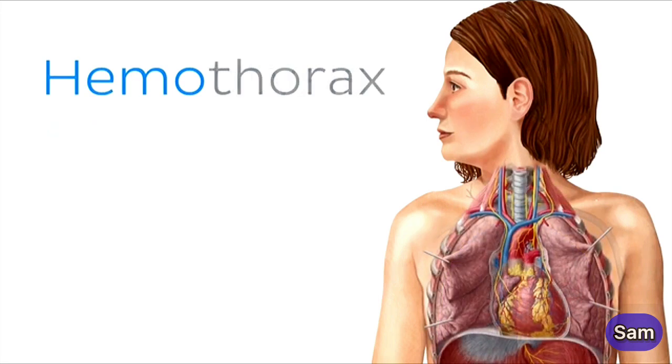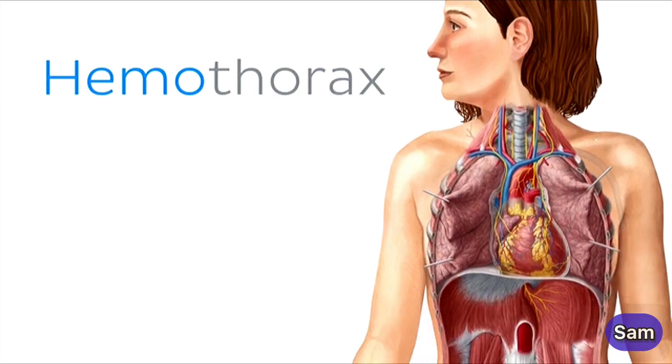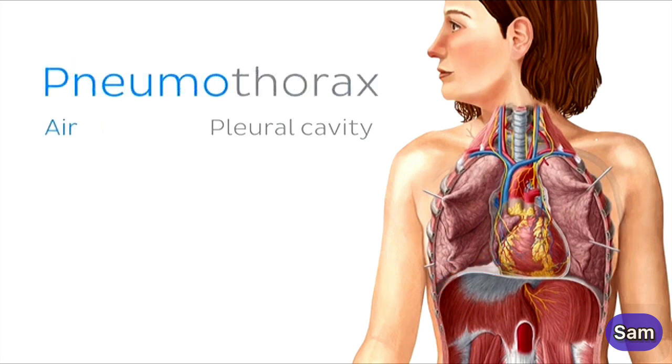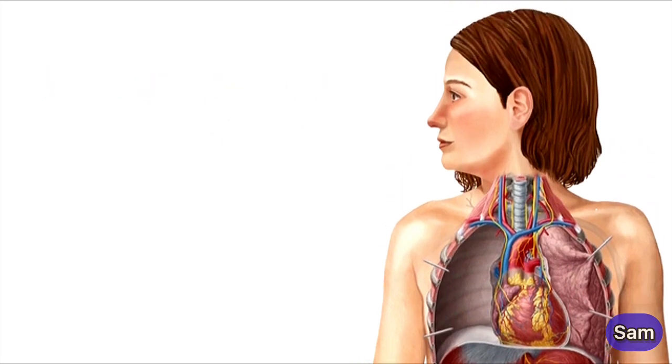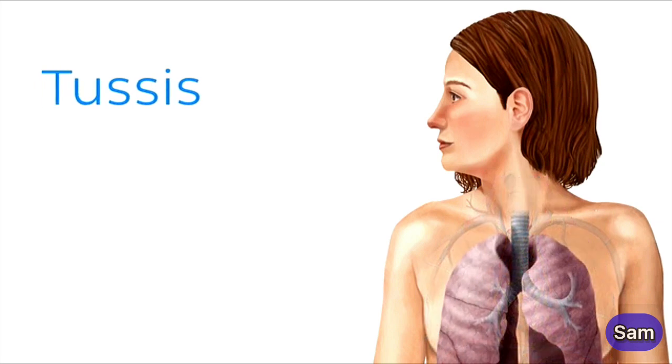Next is hemothorax, simply meaning blood in the pleural cavity. In contrast, pneumothorax is accumulation of air in the pleural cavity. The pleural cavity refers to the space between the lungs and the chest wall. And moving on, we have some general medical terminology for you. Would you like to have a guess what tussis stands for? Well, it might surprise you, this fun little word stands for a simple cough.